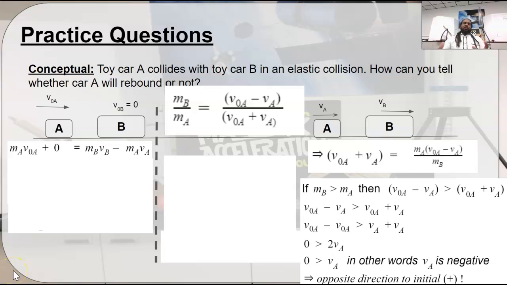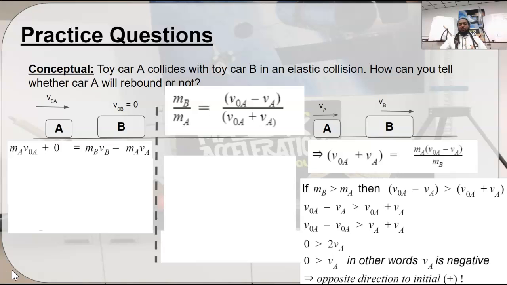So we have two ratios, two fractions. We know that the mass of B is bigger than the mass of A. So if the mass of B is bigger than the mass of A, it means that our numerator on the right-hand side has to be bigger than our denominator on the right-hand side. And so you can set up an inequality and solve for VA. And what we get is VA is less than 0. In other words, VA is negative. Therefore, car A rebounds.